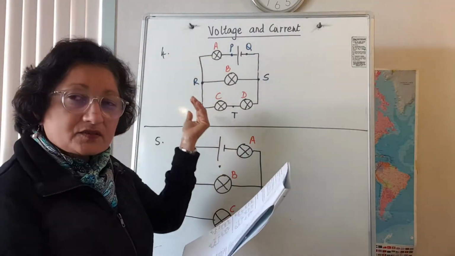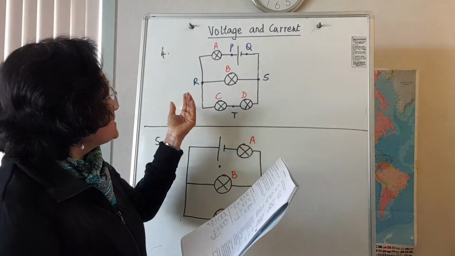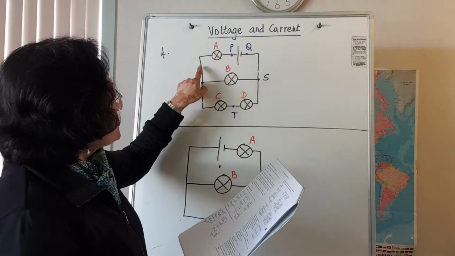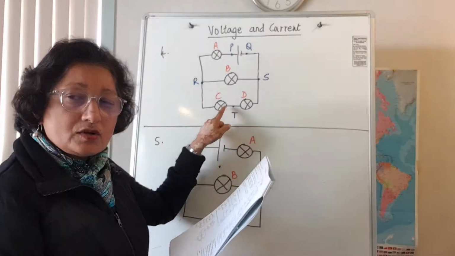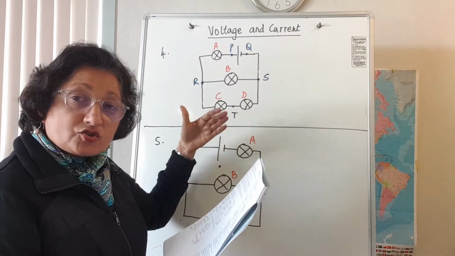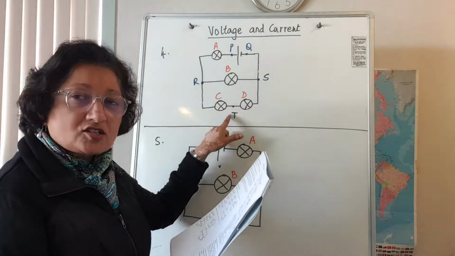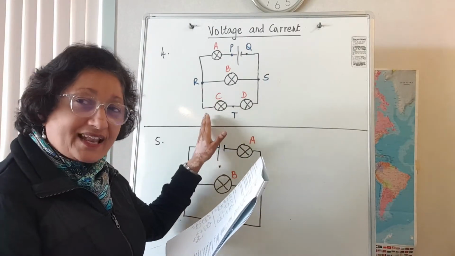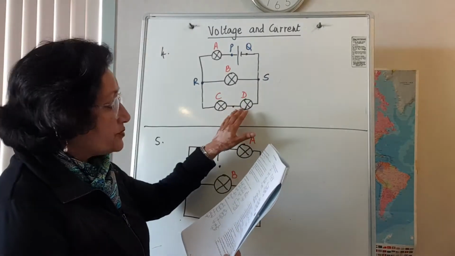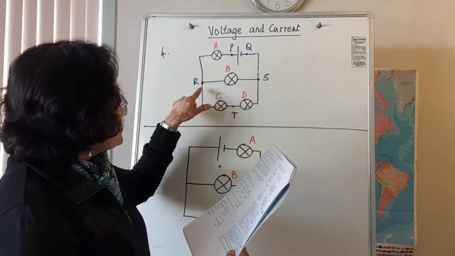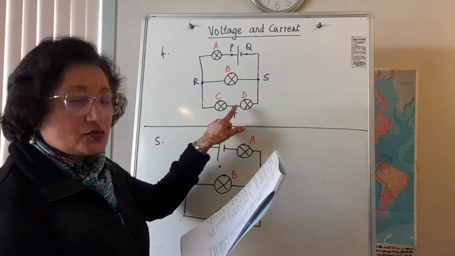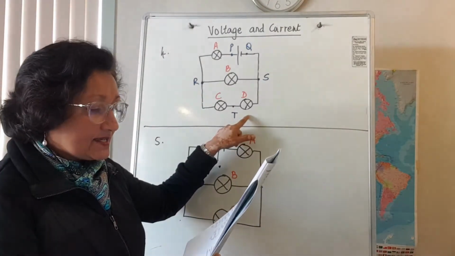Which one will have the smallest current? Now all the current comes out of here and it splits into two, but it doesn't split into two halves because this lower branch has got greater resistance, so less current is going to go through the lower branch. So the least current is going to go through this lower branch, which contains lamps C and D.